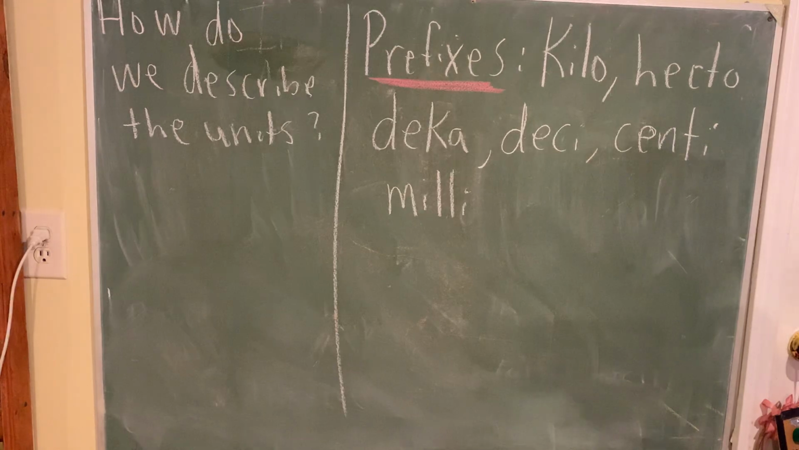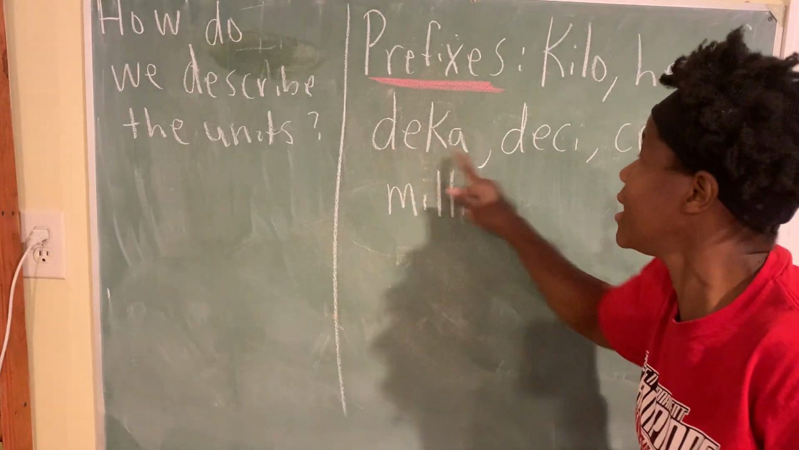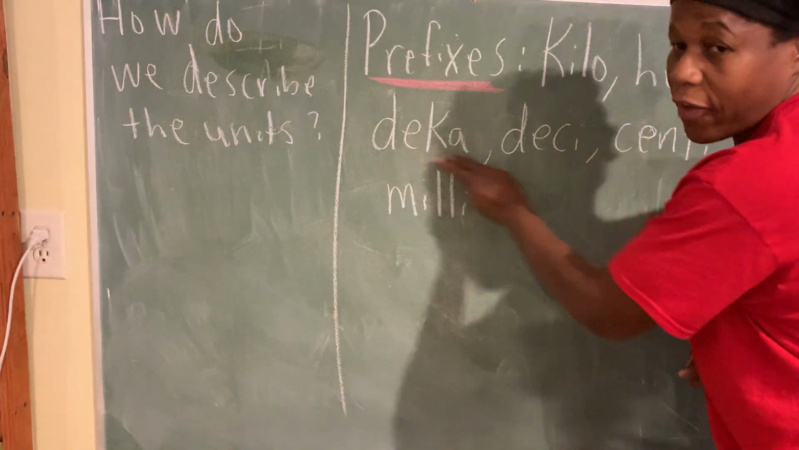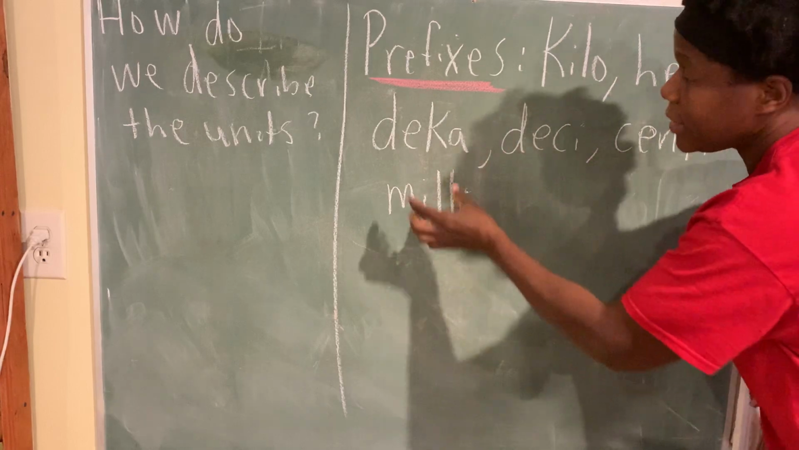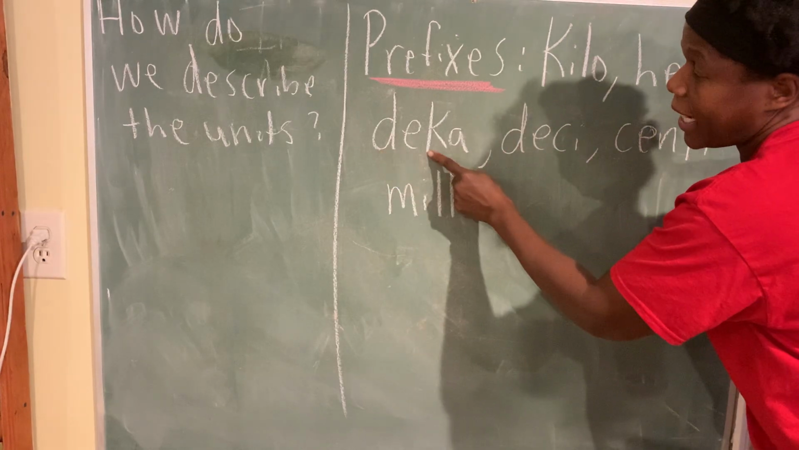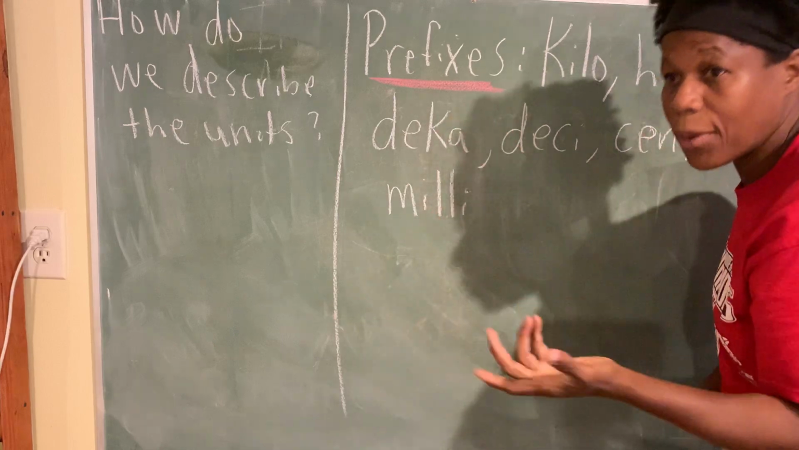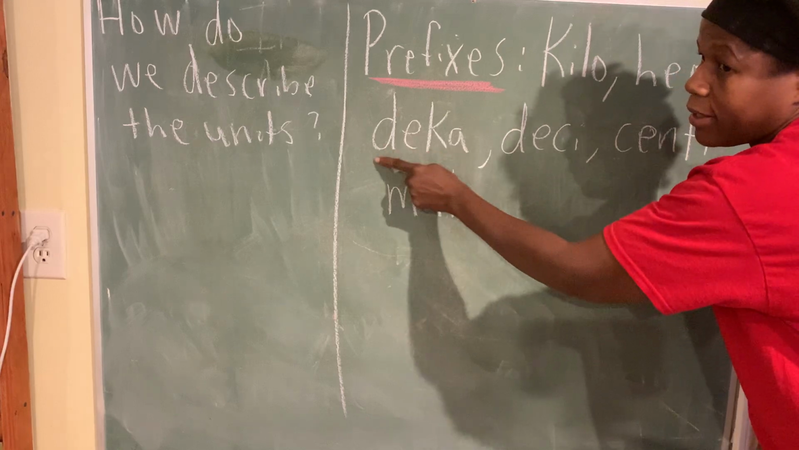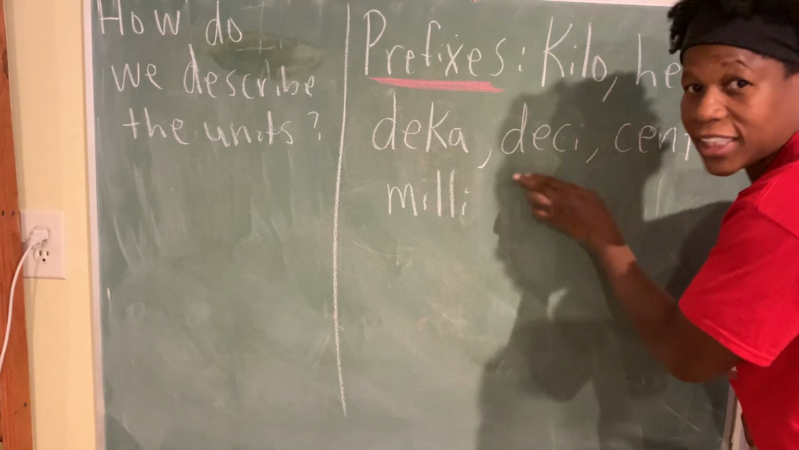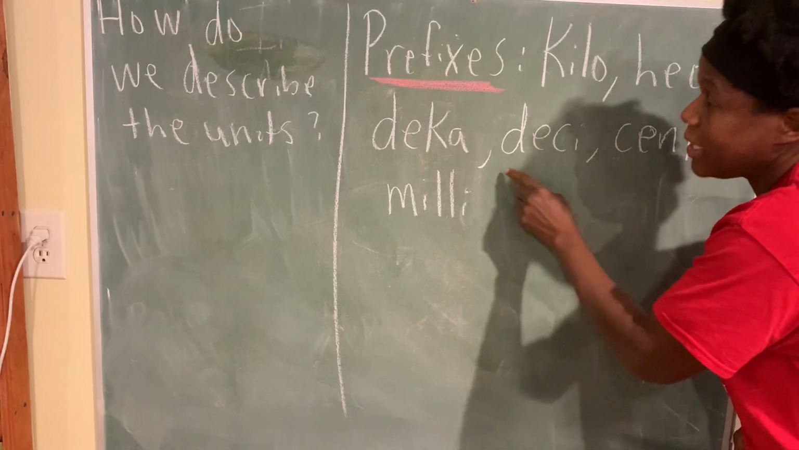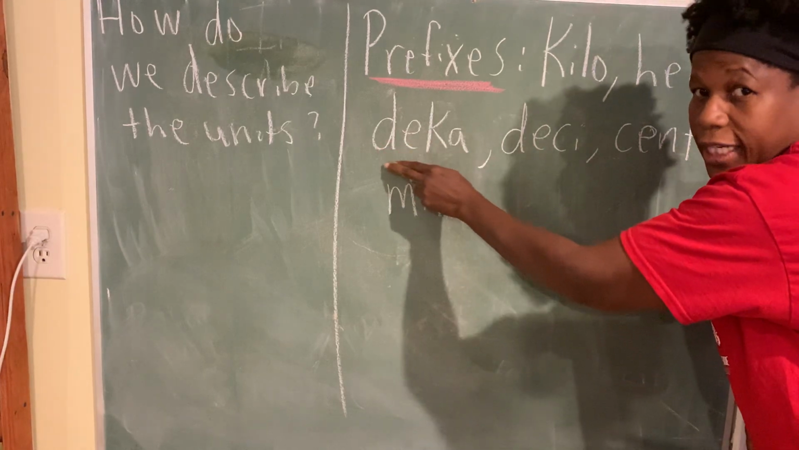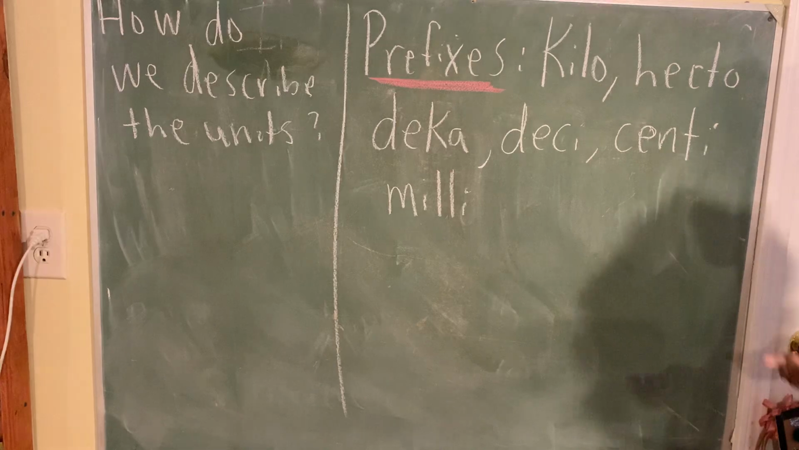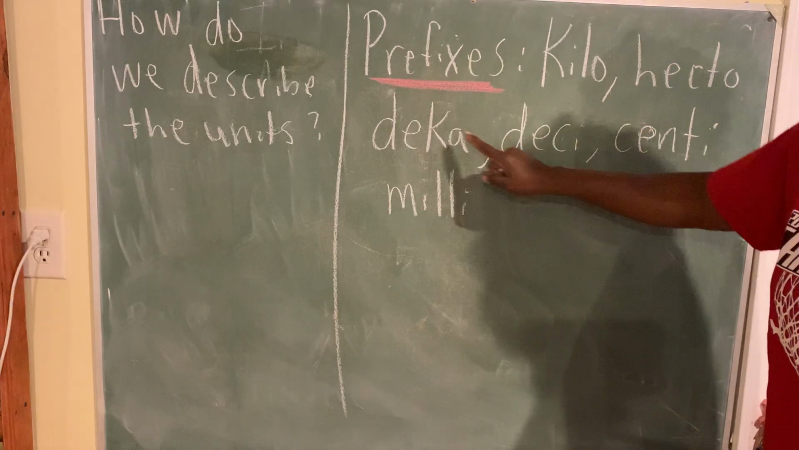Now, I want to make this very clear. Deca and deci, these are not the same. The way you're going to be able to tell how they're different is that deca is always going to have a D and a K together. Sometimes some books have a D and C, but typically you'll see a D and K. So deca is D and K. Deci is written with just the D. So just the D for deci, and D and K is always going to be for deca. So that's how we determine if we're using deci or deca.